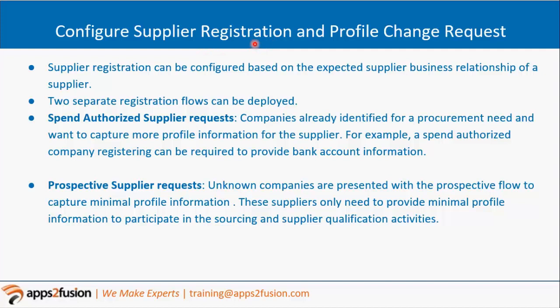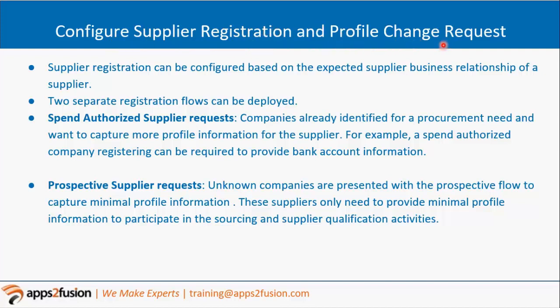And the registration request can come from multiple sources. Suppliers themselves can submit a registration request, or, let's say, a user is creating a requisition and comes to know that there is no existing supplier in our system who can provide these goods. At that time, when they're creating a requisition, they can send a supplier registration request, and it will go for approval to a specific team, and they can register the supplier in the system.